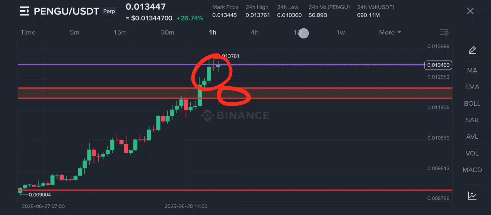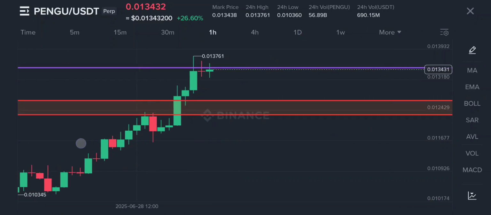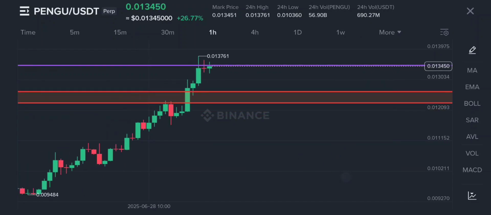We can take a trade. You can see our reversal candle. That is a doji right there. That is a reversal candle. So you can make this entry. You can take this trade and place your stop loss above 0.01376.